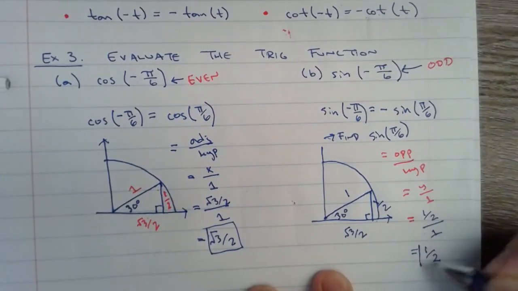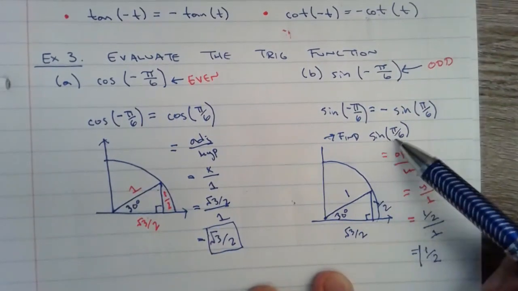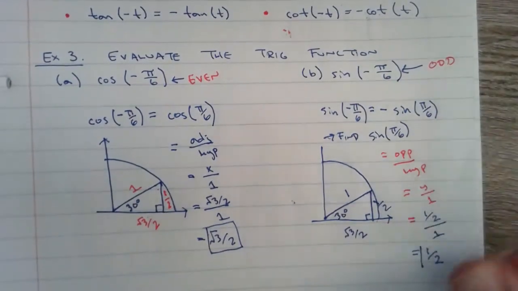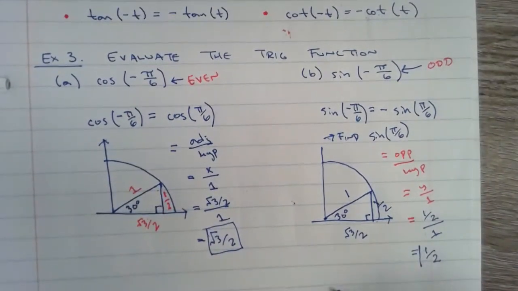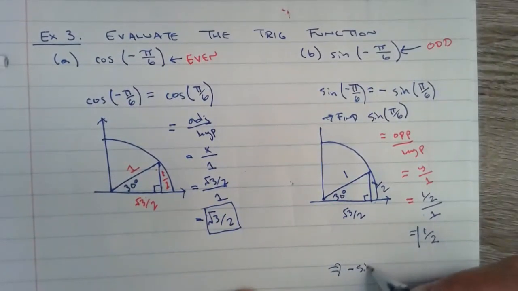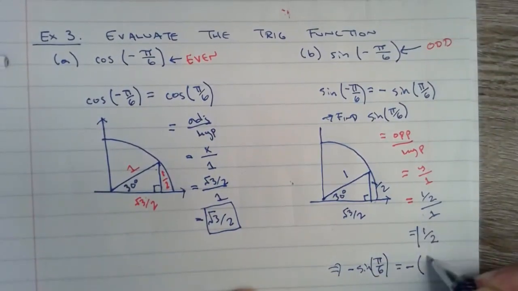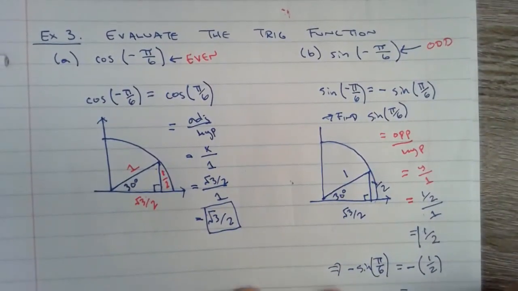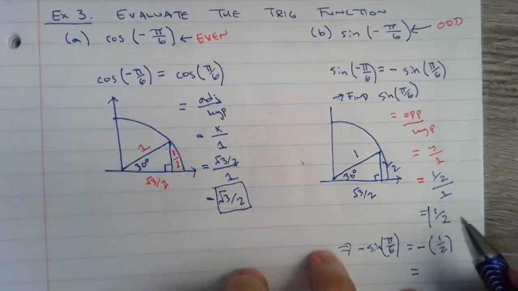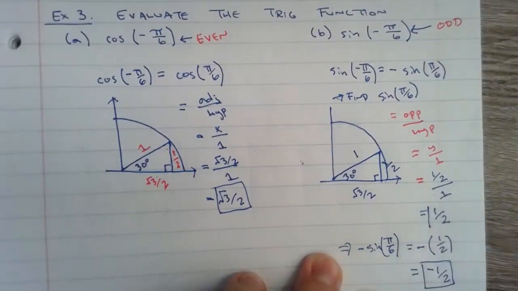So therefore, you might think that's your answer. But remember, you want negative sine of pi over 6. So therefore, you could bring it over here. And now we have negative sine of pi over 6 is the same thing as negative times 1/2, which will give you negative 1/2. And there you go, that's your answer.